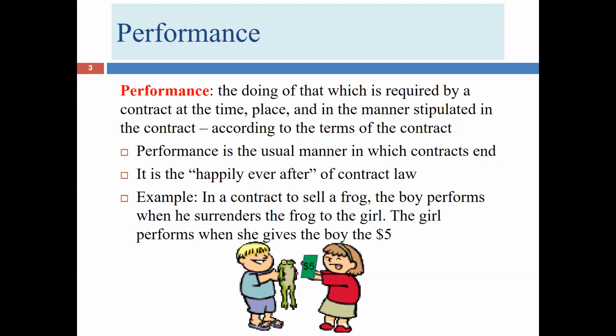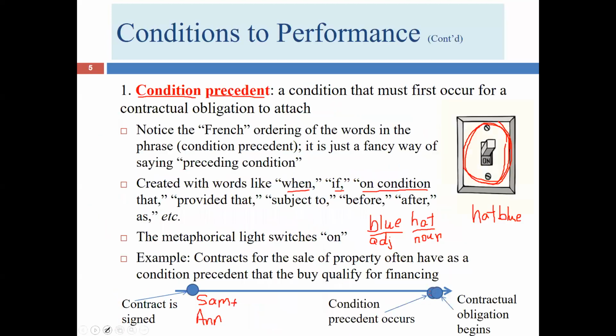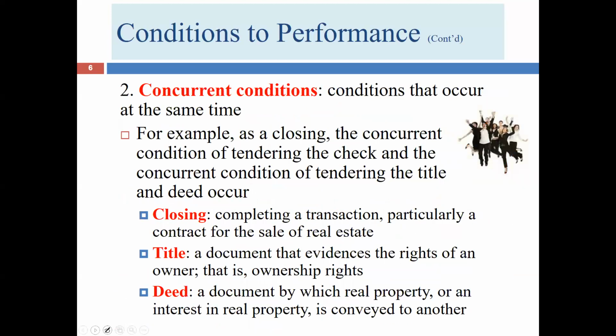If Bobby shows up without the frog, he's not getting the $5. If Sally shows up without the $5, she's not getting the frog. So that's how concurrent conditions work. They're going to happen at the same time. And so it requires that kind of timing. Everybody's happy, everybody's done what they're supposed to do. Yay, we've been successful at doing that.